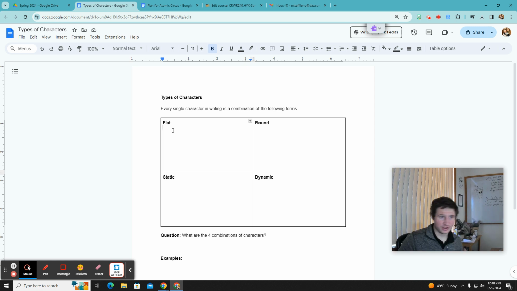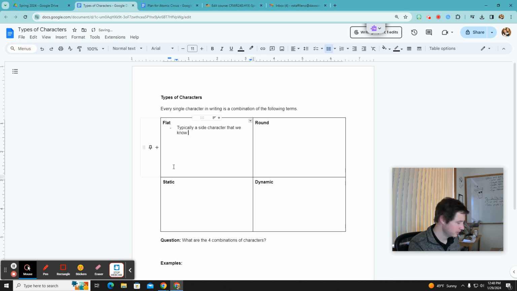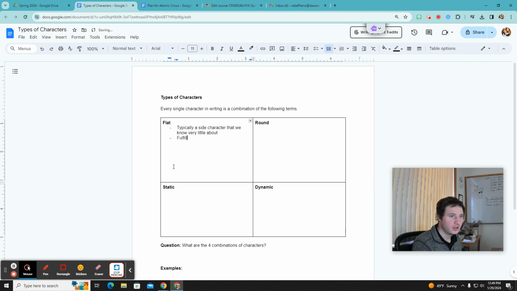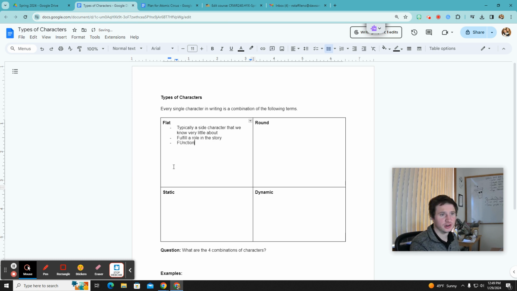A flat character is typically a side character, not a main character, that we know very little about. Why do flat characters exist? They fulfill a role in the story. Sometimes they're known as functional characters.